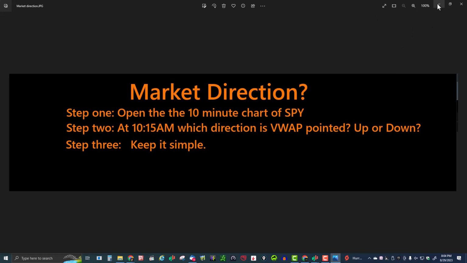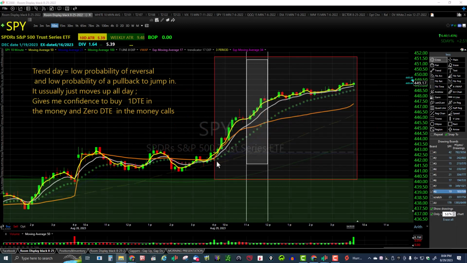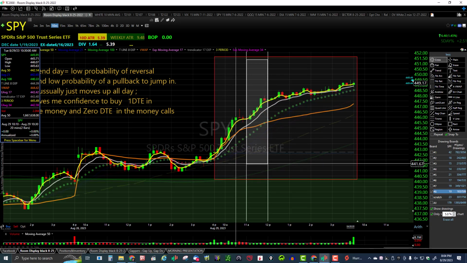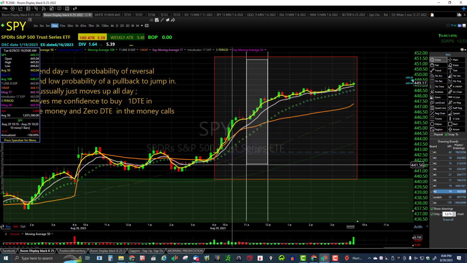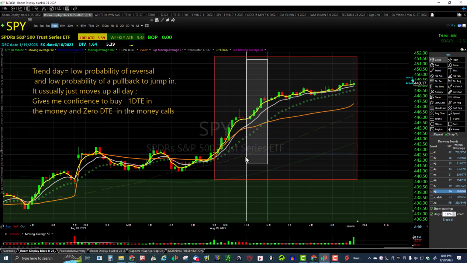We can go back and check this out and look at today's price action. And let's see, here's VWAP pointed up. Go to 10:15. There's 10:30. And you can see there's 10:20, 10:10, right there. See VWAP? VWAP is this gold line. And VWAP is pointed up. Market direction is up. That's how I determine market direction on a day, each day.